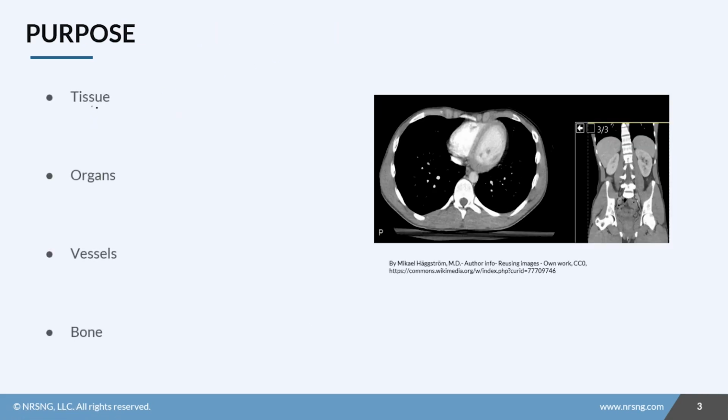So let's discuss the purpose of a CT scan. The doctor will order a CT scan to get a clearer and more detailed picture and help see if there are any abnormalities or signs of disease in the patient's body. So CT scans are going to show tissue and help to detect tumors, right?